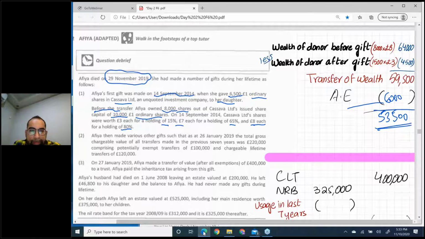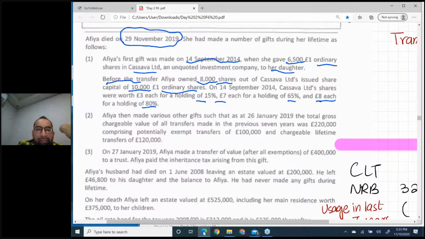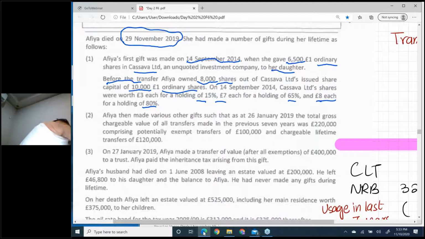Now, next, point number 2. I'm reading point number 2. ACCA then made various other gifts, such that on 26 January... one more thing, just think ACCA is alive right now. In these stories, ACCA is alive, no more dead, right?